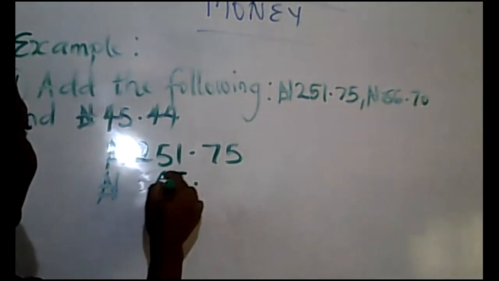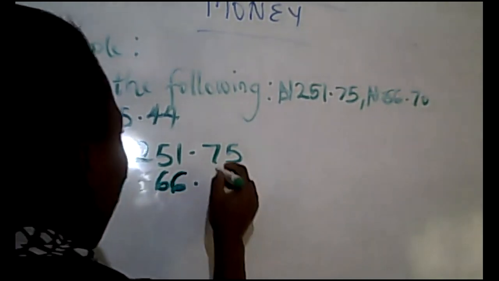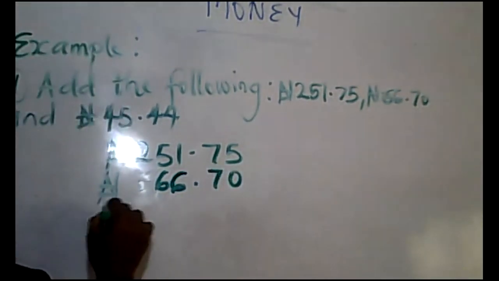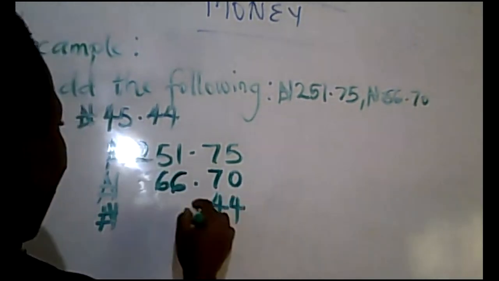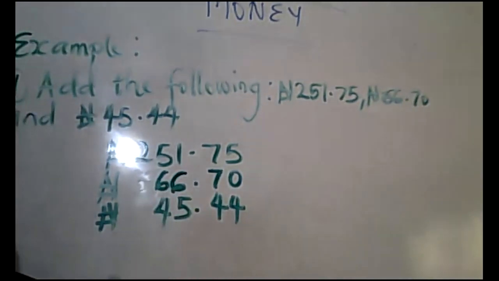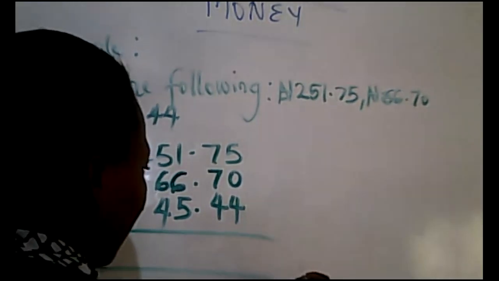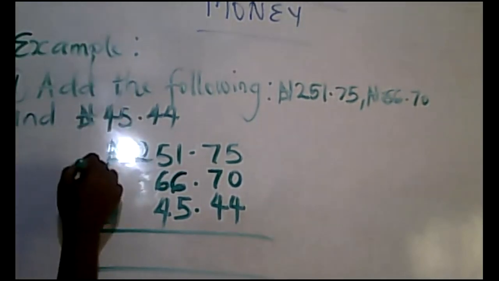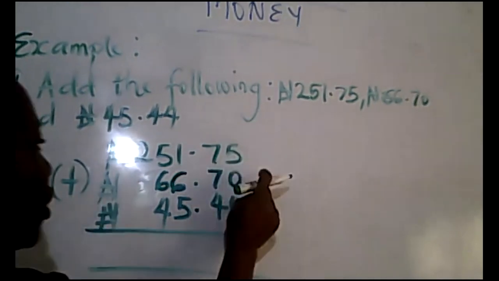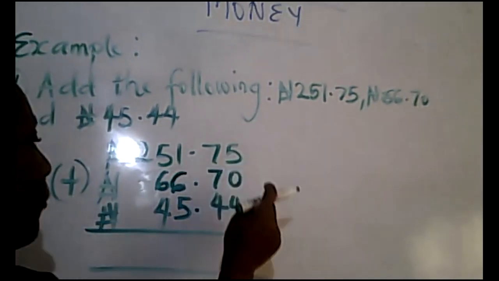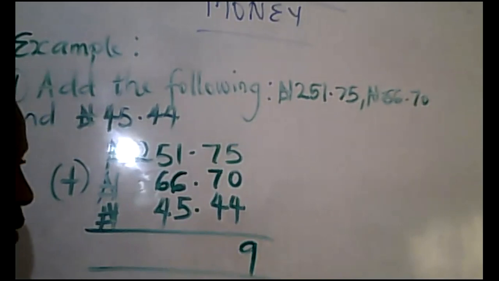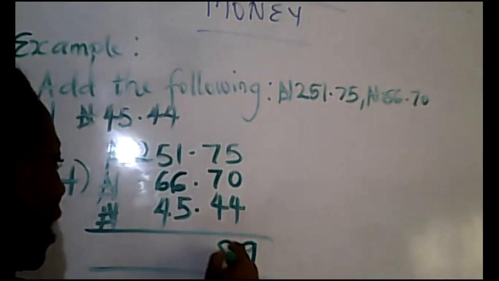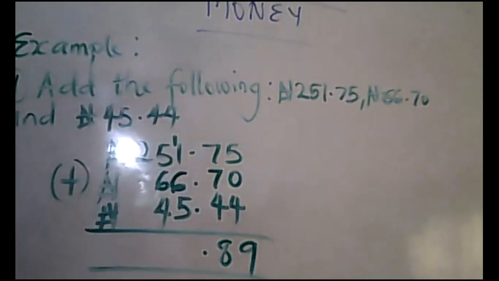We have 6 and 6, 66. Then you have 70, my naira sign, the decimal points. I have 44, and I have 4 and 5, which is 45 naira 44 kobo. We are to add. 5 plus 0 is 5. 5 plus 4 will give us 9. 7 plus 7 is 14. 14 plus 4 is 18. I will write it and carry 1.